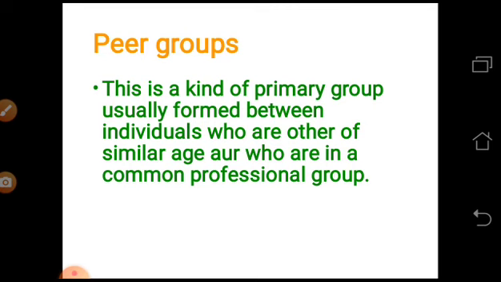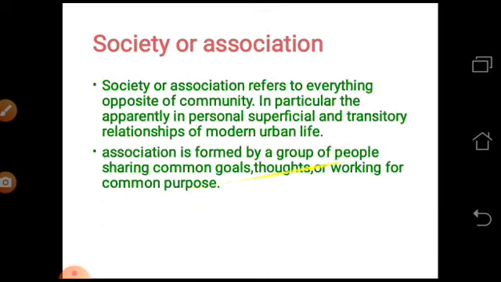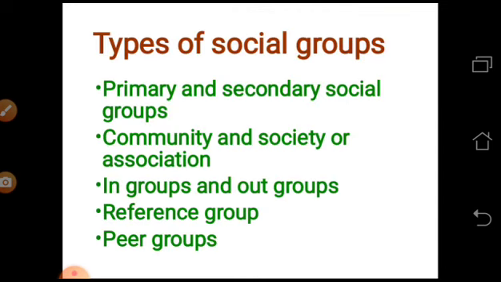So now let us see what we have learned today. We have learned about the types of social groups. There are a few types of groups. First one is the primary and the secondary social groups. Second one is community and society or association, in-groups and out-groups, reference groups, peer groups. So these are the groups we have learned today. Primary group is a small group, whereas secondary group is large in size. One is personal, another is impersonal; one is formal, another is informal. This way we can separate the groups.